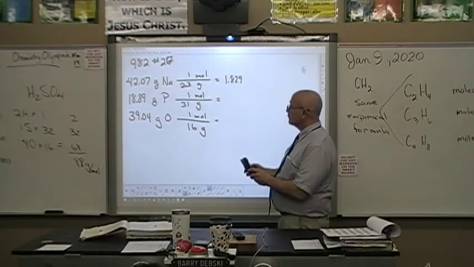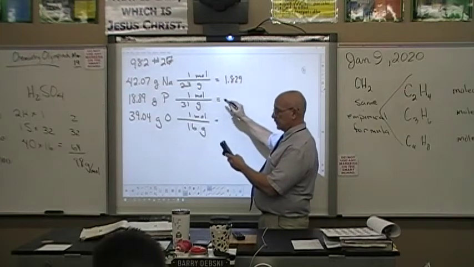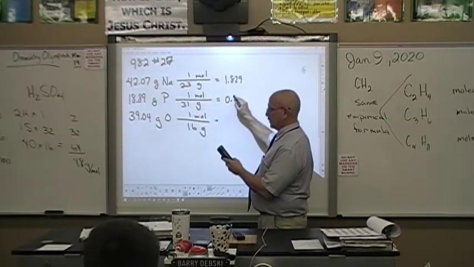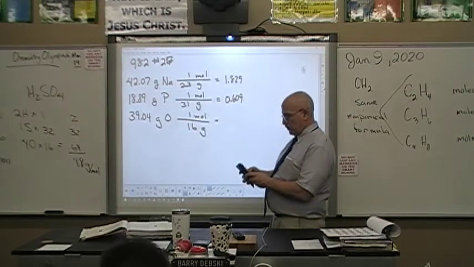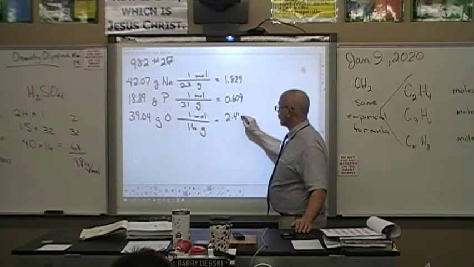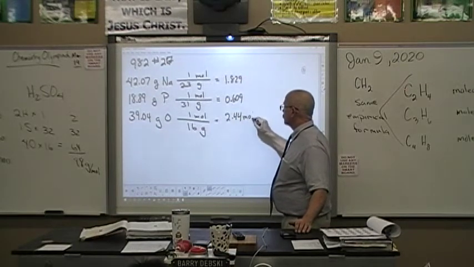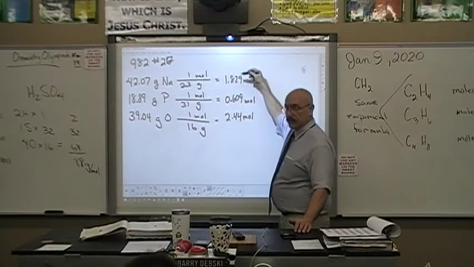18.89 divided by 31. This is the kind of problem where rounding off can hurt you. Round off to 0.609. And 39.04 divided by 16 is 2.44. Each of these is now in moles. So we have a mole ratio between these two things.